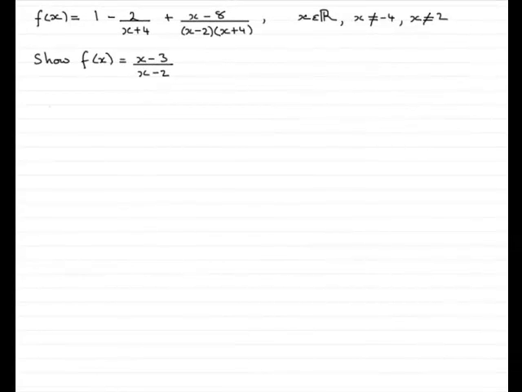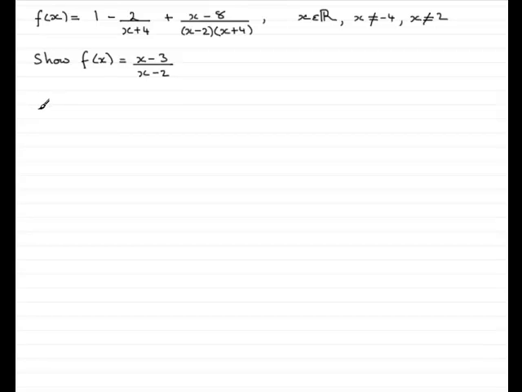Now in this part of the question, we're given that f of x equals 1 minus 2 over x plus 4 plus x minus 8 over x minus 2 times x plus 4. And we're asked to show that f of x equals x minus 3 over x minus 2. So how do we do this?